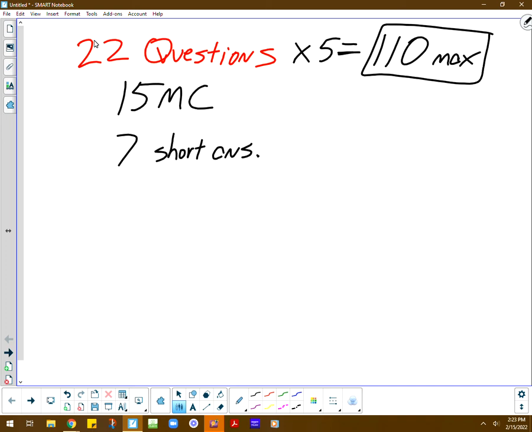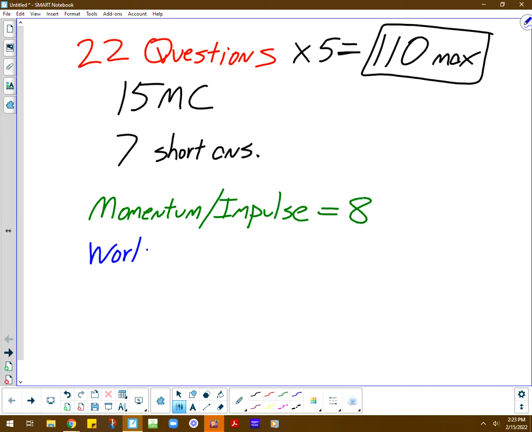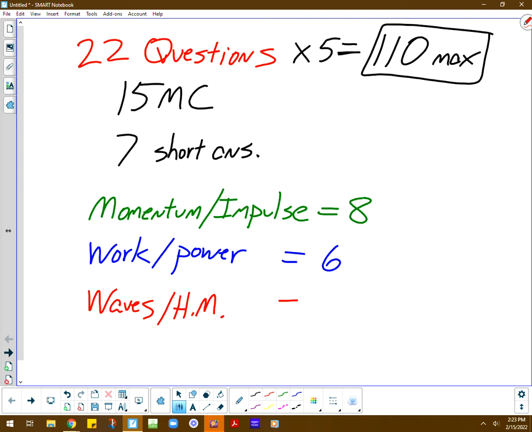Out of that, the breakdown, I've got momentum and impulse, eight questions. Work and power is 6 questions, and waves and harmonic motion are 8 questions. So it broke down pretty close.